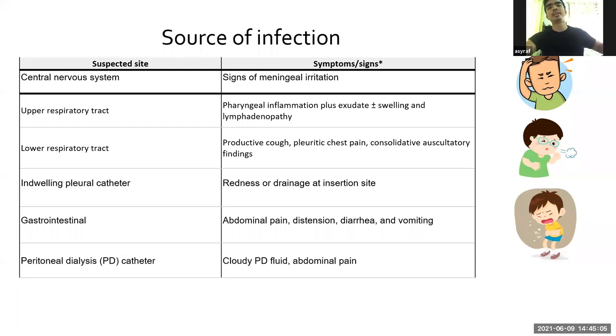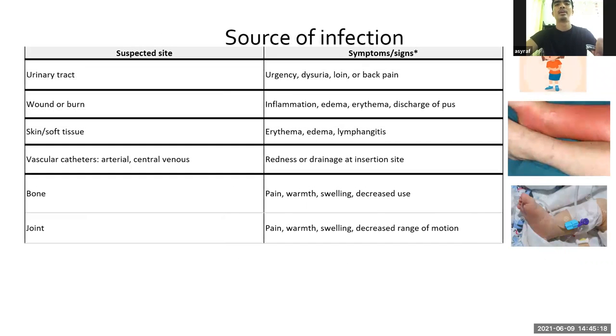Sometimes patients with CKD are on peritoneal dialysis, so you have to assess the peritoneal dialysis fluid. And then you go down, you ask about any symptoms to suggest UTI, such as urgency, dysuria, loin or back pain. And then you go to the skin, you assess, is there any erythematous skin, any edema? And also for catheters, because almost all patients have a cannula, you have to assess and palpate the cannula. Is it warm or red? And lastly, you can palpate the bone and joint to look for signs of inflammation.